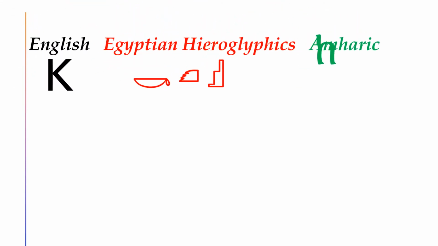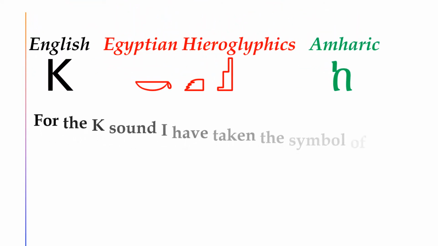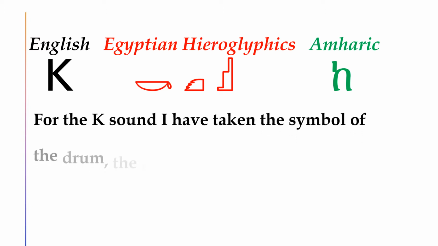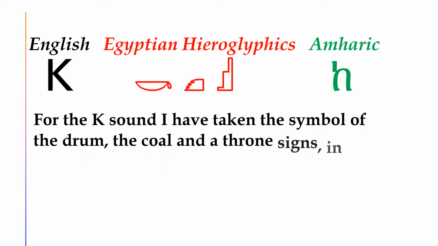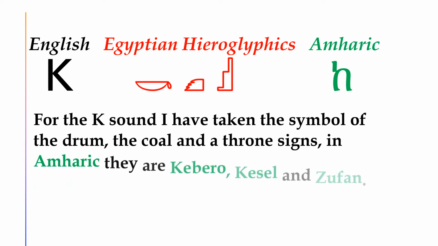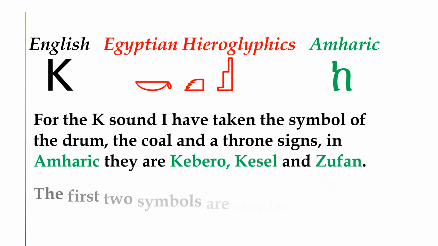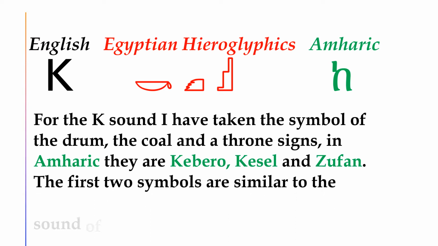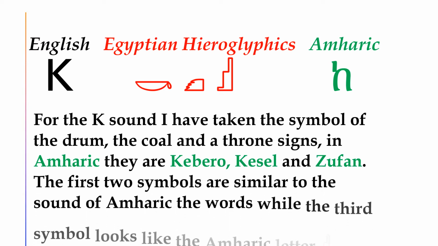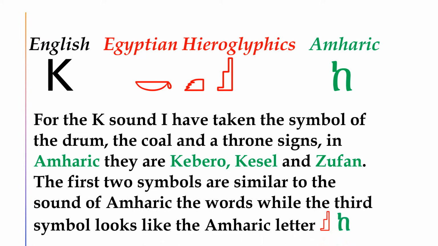Then comes the K sound. I have taken from the Egyptian hieroglyphics, just like the Westerners, the sign of a drum, a sign of a call, and what looks like a throne, a sign of a throne. And I have taken this, especially the first two, just like the Westerners, because both of these words start with a K sound in Amharic. For example, the drum, we call it kabaro, and the call sign, we call it kasal. So both of them start with a K.